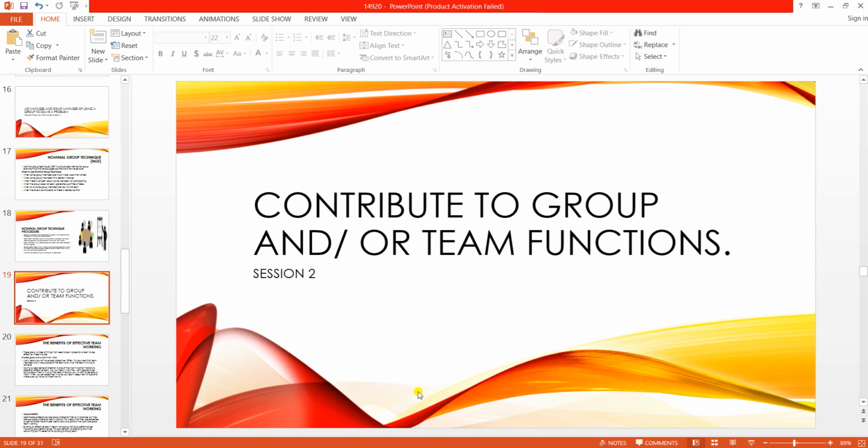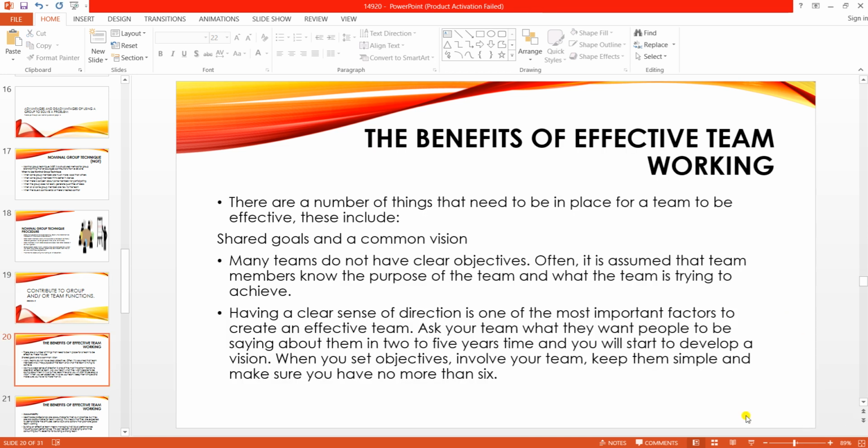So we need to look at the benefits of the team working together. On the next slide, I'll go through the benefits of effective team working. So there are a number of things that need to be in place for a team to be effective. These include the shared goal and a common vision.